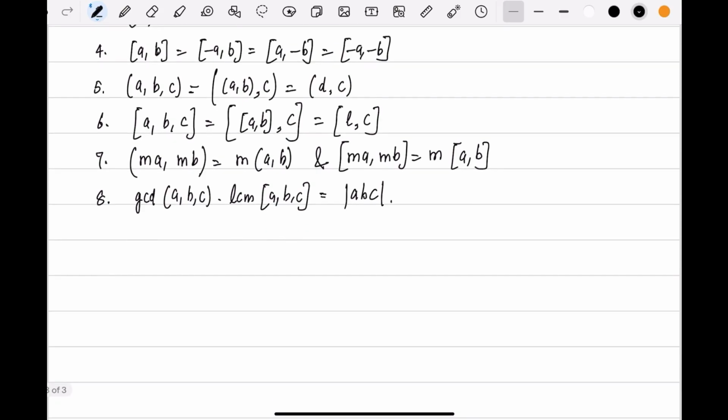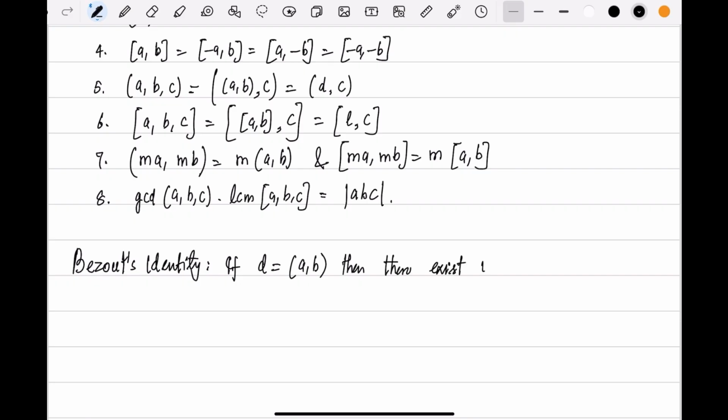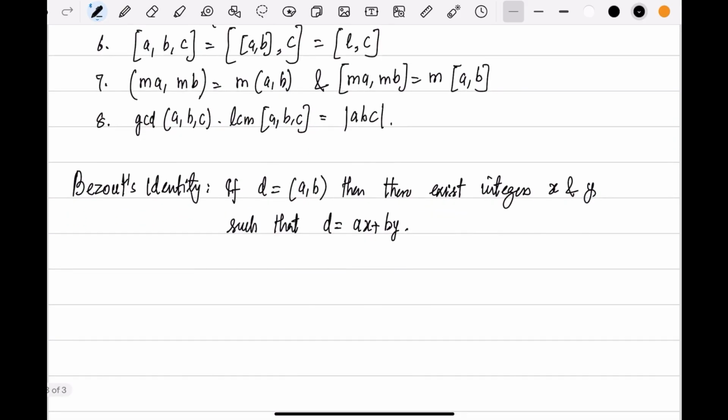Now let's take up one nice property of GCD and LCM, that is Bezout's identity. Bezout's identity states that if d is equal to GCD of a, b, then there exist integers x and y such that d is equal to ax plus by. So whenever d is the GCD of a and b, we can always find integers x and y such that d is equal to ax plus by. In fact, the number of solutions of this equation is infinite. We can find infinitely many pairs x and y such that d is equal to ax plus by.